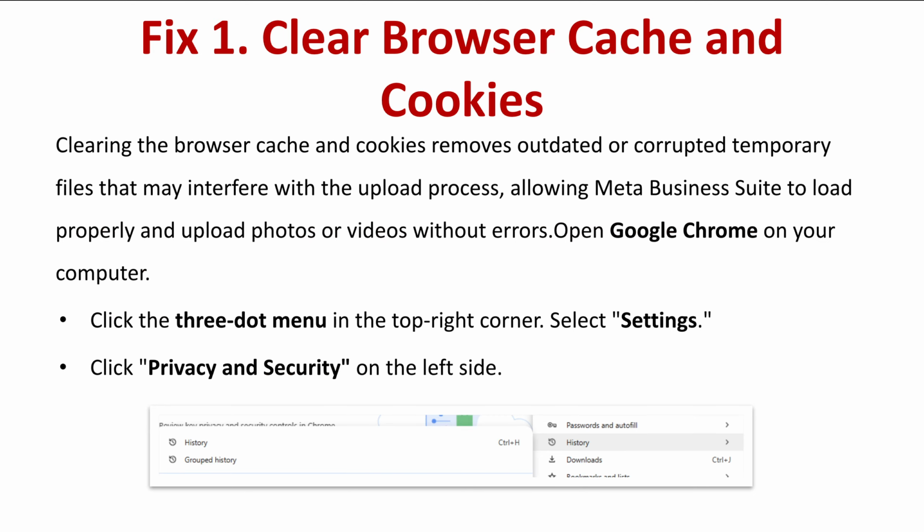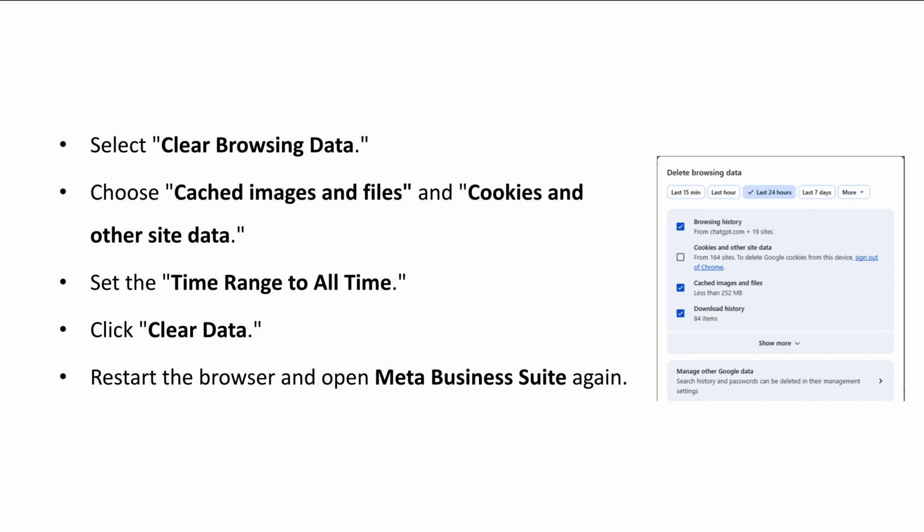Open Google Chrome on your computer. Click the three-dot menu in the top right corner, then select Settings. Click Privacy and Security on the left side. Then select Clear Browsing Data. Choose Cached Images and Files and Cookies and Other Site Data. Set the time range to All time. Click Clear Data. Restart the browser and open Meta Business Suite again.